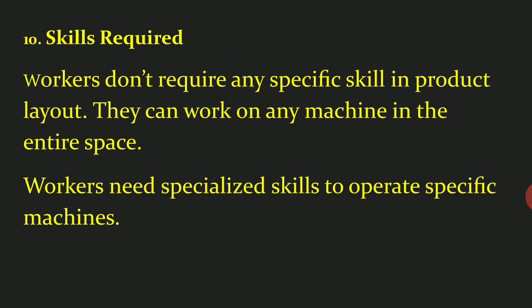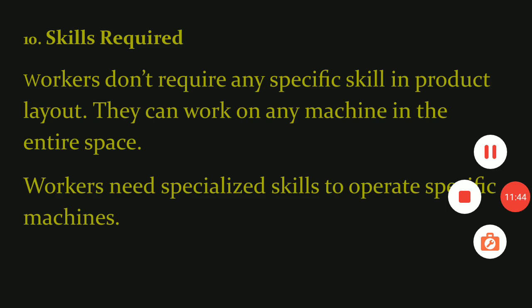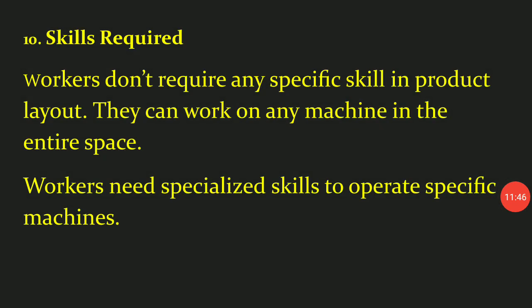If we move to the 10th one, that is the skills required. Workers don't require any specific skill in the product layout, because highly automatized machines are being used. The system takes its own raw material and inputs, and you don't require very skilled workers, because they are not performing much on the product. Instead, the machines work on their own, so workers can work on any machine in the entire space. You don't require any specific type of skill to handle the product layout.